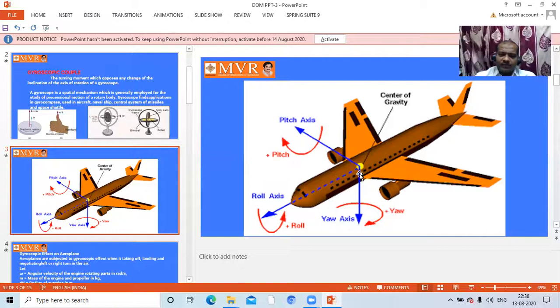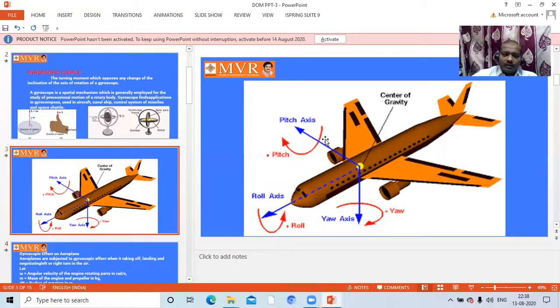We can say it is a forward motion. So the rolling axis goes for the forward motion. The wings are going to be the transverse axis, and this one is going to be called the longitudinal axis. On the longitudinal axis, yaw motion is possible. On the transverse axis, pitch. Pitch is nothing but up and down motion.